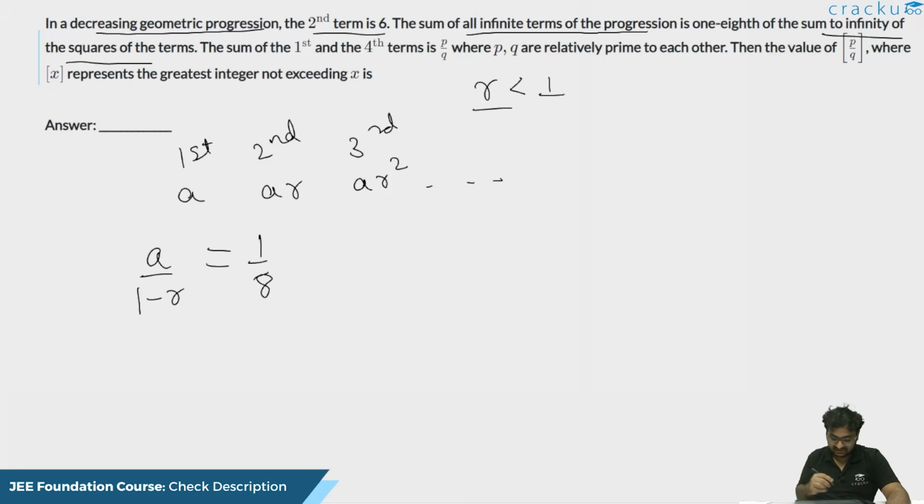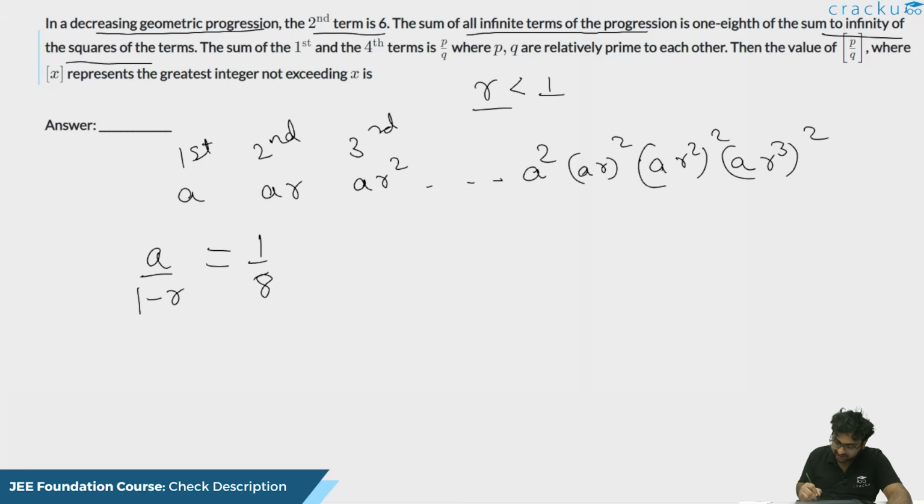Now the new progression is what? Square of this one. So a square, ar whole square, then ar square whole square, then ar cube whole square. So what is this? A square, then a square r square, then a square r to the power 4, a square r to the power 6. Okay. So what is the common ratio? So common ratio would be r square.